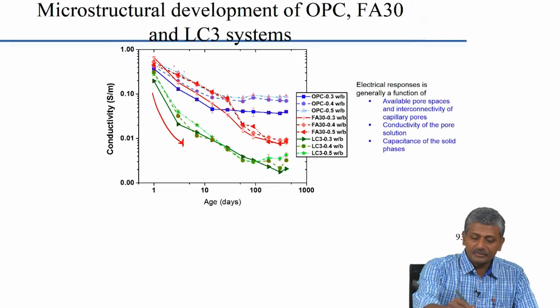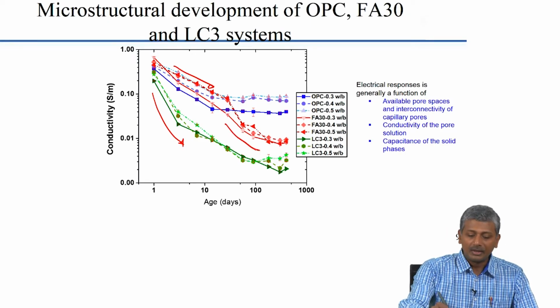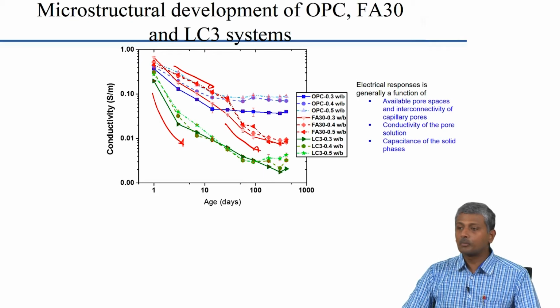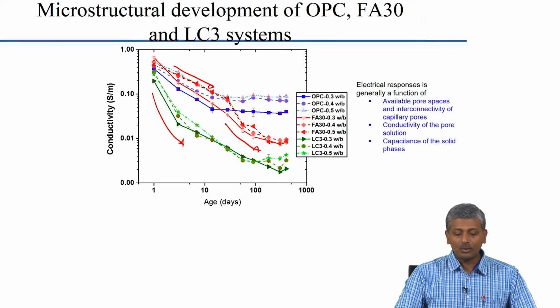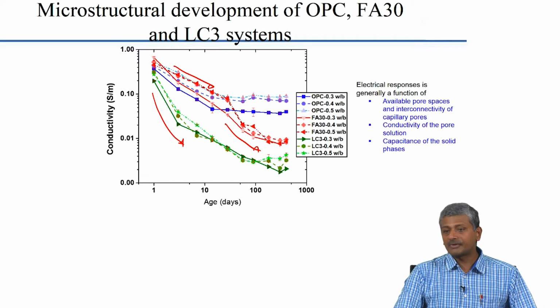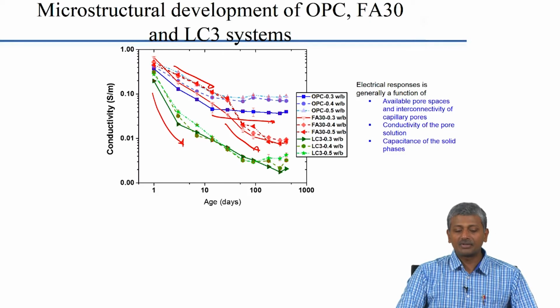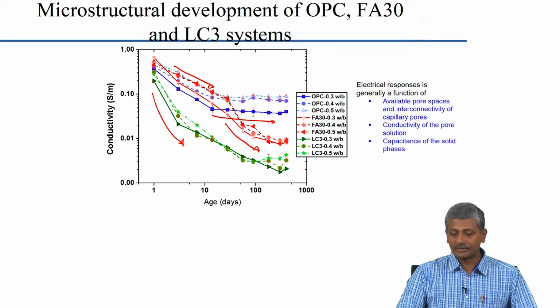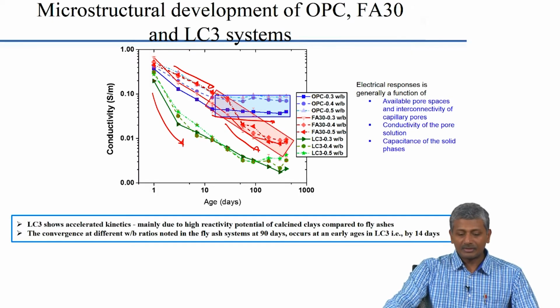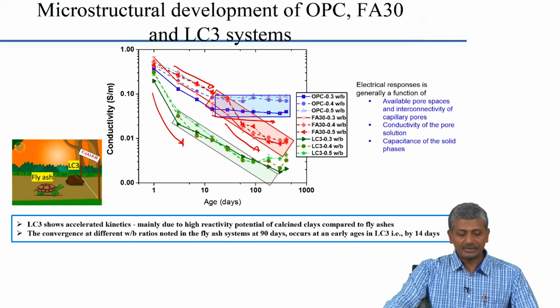The fly ash system, just because it hydrates much slower, tends to start dropping its conductivity significantly only beyond about 28 days of hydration, whereas the OPC system has stabilized even after about 10 to 14 days of hydration. Okay, again this is showing the same effect with fly ash, with OPC and with LC3.